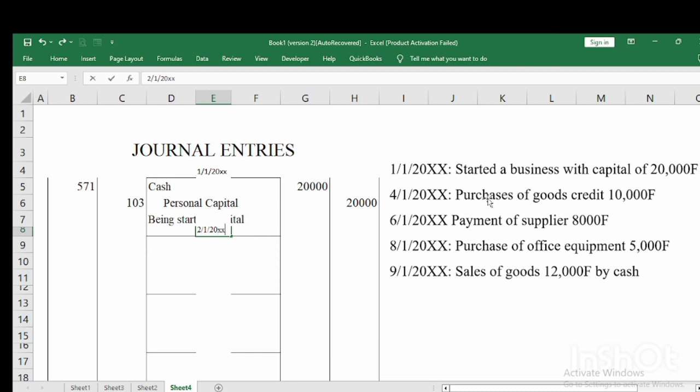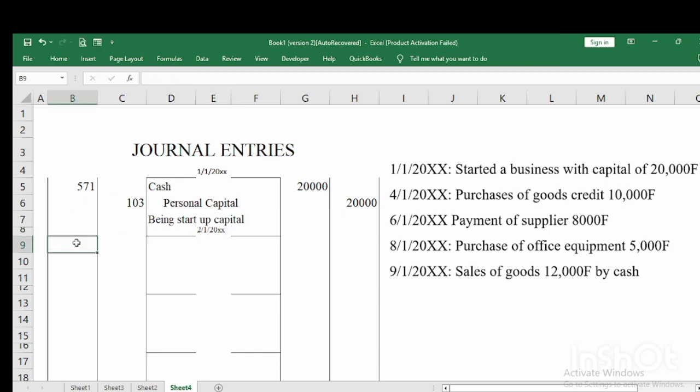Purchase of goods. The accounts concerned in this transaction are the purchase account and, when we purchase goods on credit, that means we purchase from our supplier, so we have the purchase account and the supplier account. In this case, we have assumed that there was no VAT. Take note. So purchase of goods on credit 10k.